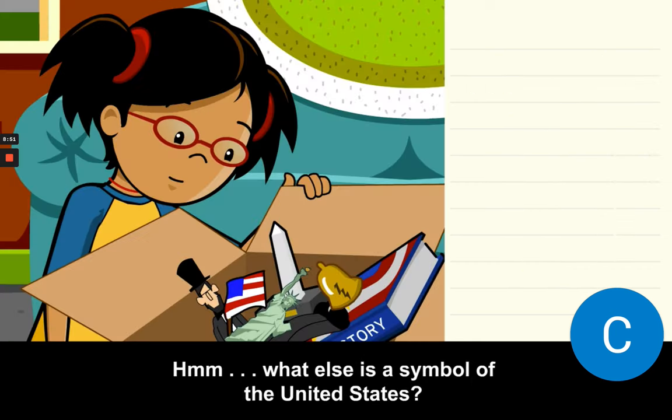All right, how did you do? How many were you able to list? I got all the way up to 7. So let's see if you named any of the United States symbols that I came up with. I said the United States flag, the Liberty Bell, the bald eagle, the Statue of Liberty, what else? The Lincoln Memorial, the White House, the Star Spangled Banner.